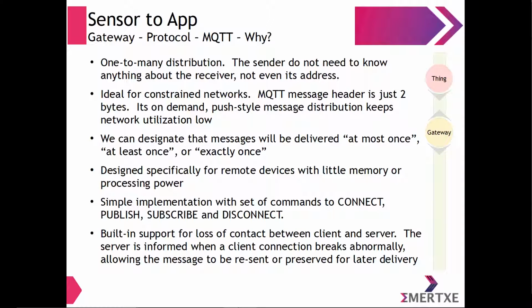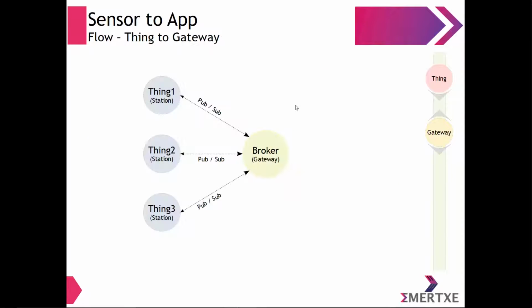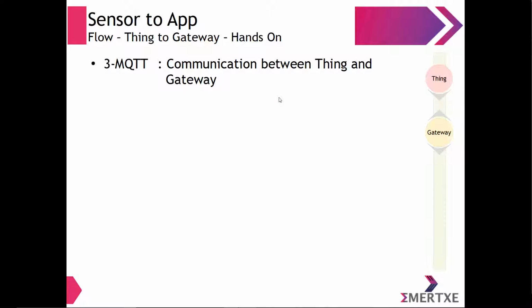So let's jump to the next flow as we follow. Let's try to connect our thing to a gateway with the help of a broker and try to publish and subscribe. Fine, let's move on to the hands-on part. So in this simple example, we have to deal with two parts. One, the thing side, and the other one is the gateway side. Well, first let's concentrate on the thing side.